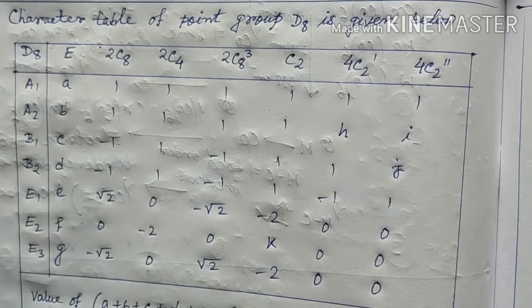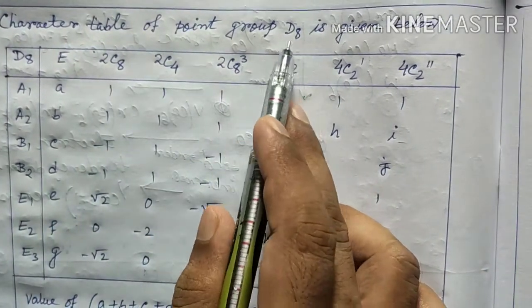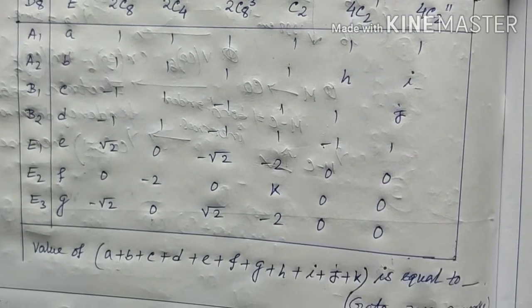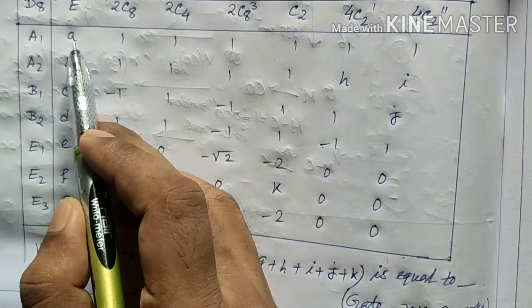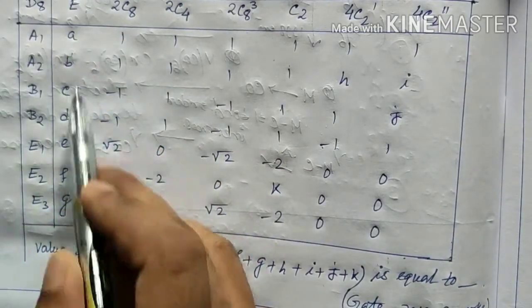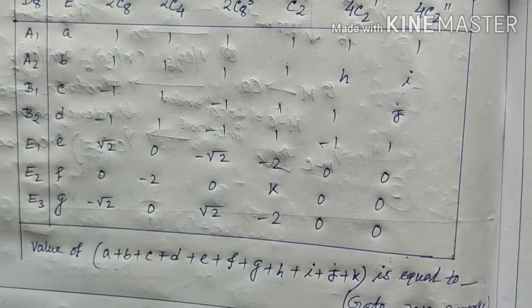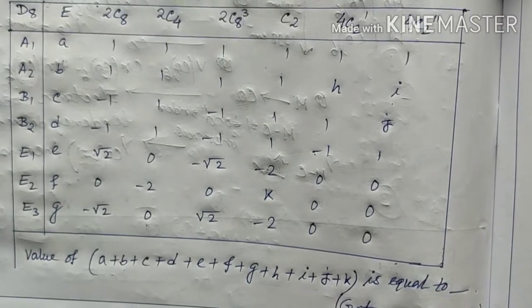In today's lecture, I will solve a question from group theory. The character table of point group D8 is given, and from this we have to identify the value of this summation. That is, we first have to identify the value of these missing elements, then if we sum up, we can get the value. This question came in GATE 2019 for 2 marks.